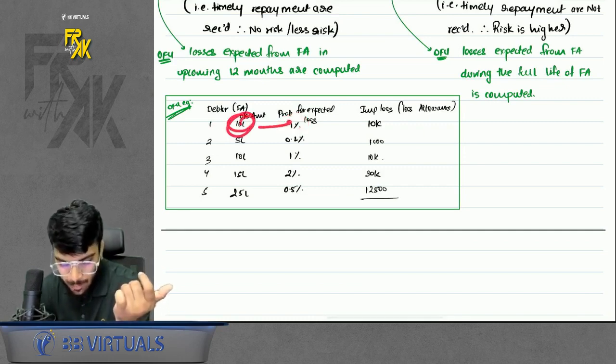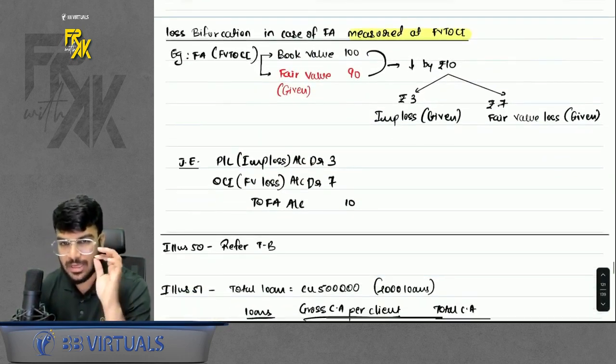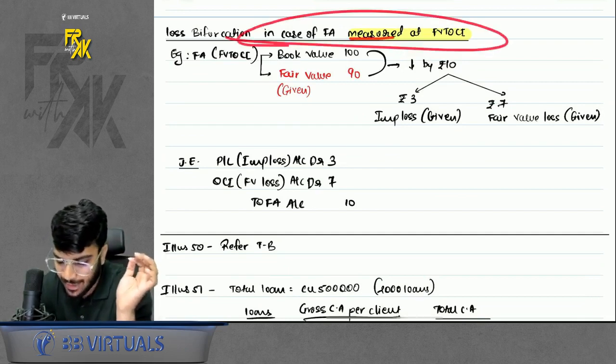Just multiply the amount by probability, you will get the impairment loss amount. As simple as that. So this was one discussion of impairment loss. There is one more discussion in impairment, that is loss bifurcation in case of financial asset measured at FVT OCI.